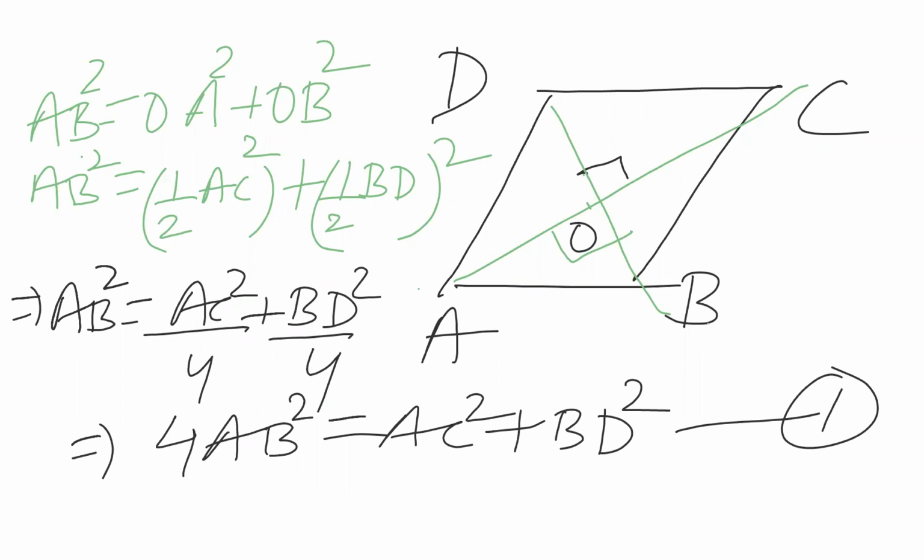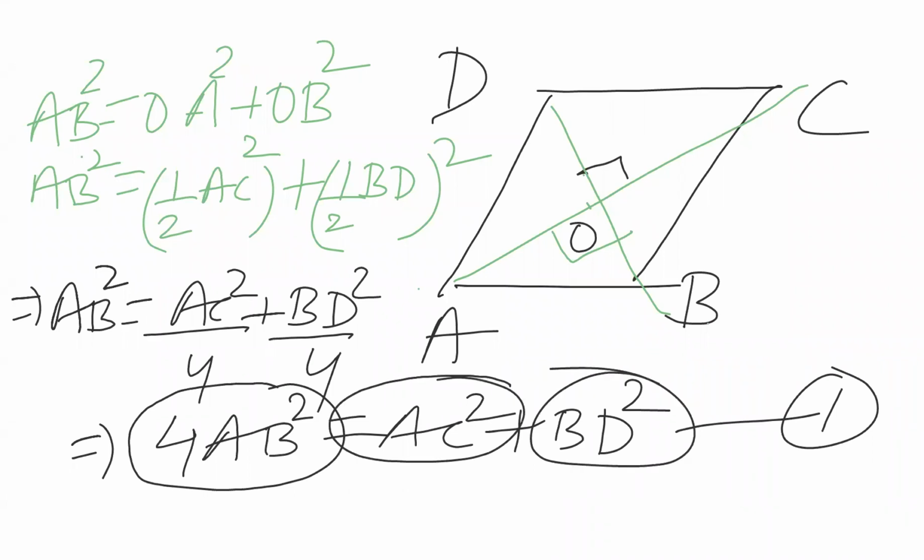Right? So now we can say that AB is equal to BC is equal to CD is equal to DA. Then we can divide this 4AB square. Now try to observe the pattern. 4 times AB square is equal to AC square plus BD square. Now, you know all sides.